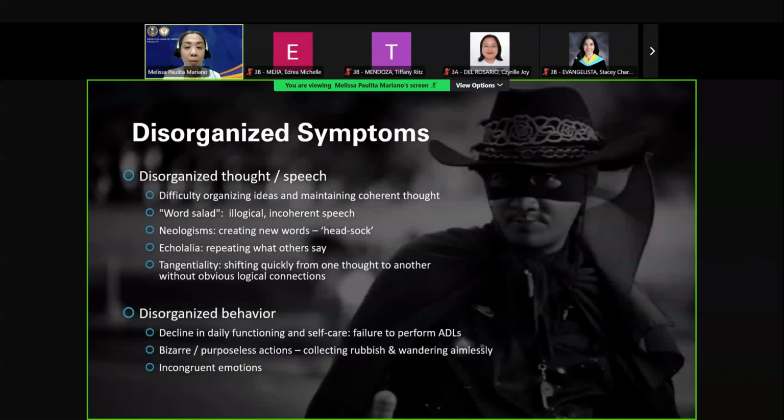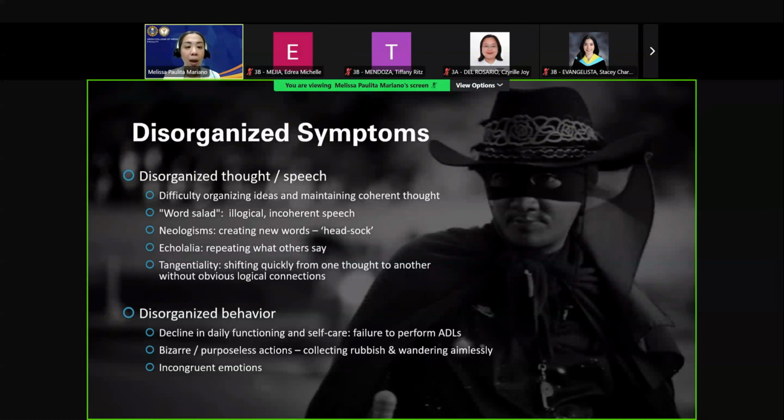Disorganized behavior is manifested by a severe failure to perform activities of daily living, including self-care. There are going to be bizarre actions like collecting rubbish or wandering aimlessly. And we see here in the photo, if you may be familiar, the picture of Zorro from before the pandemic, and he is very well known around the UP campus to just be wandering around, sometimes directing traffic, sometimes just walking around, sometimes just talking to themselves.